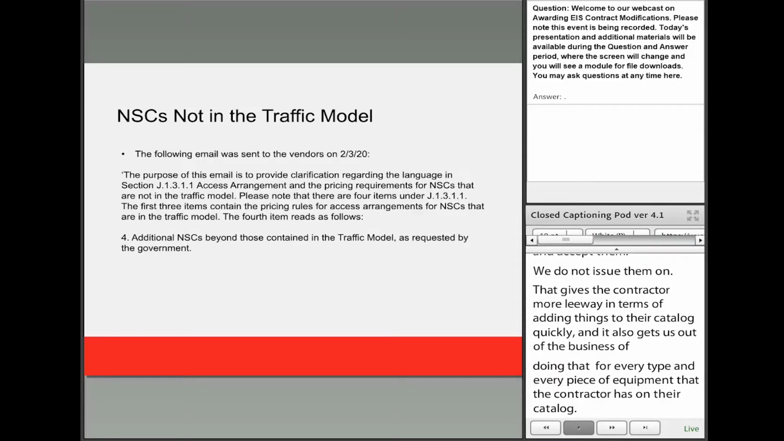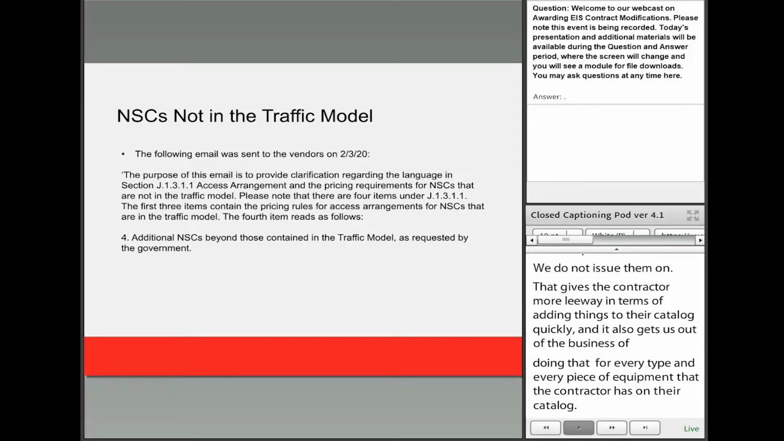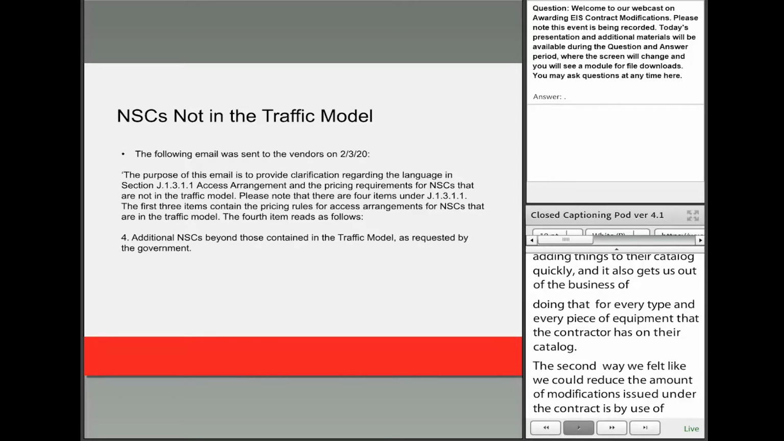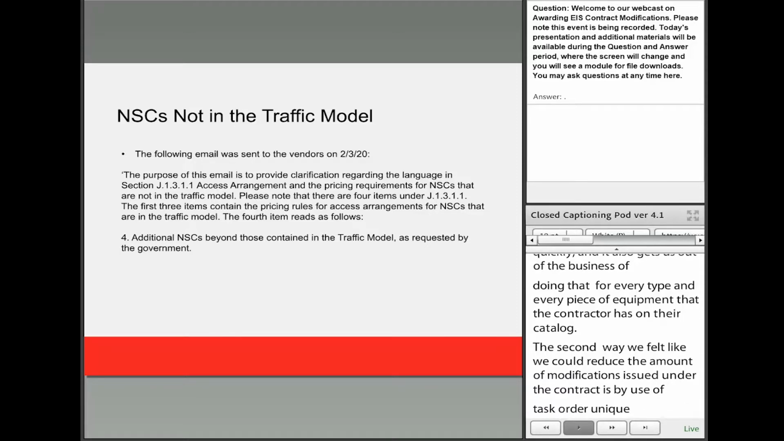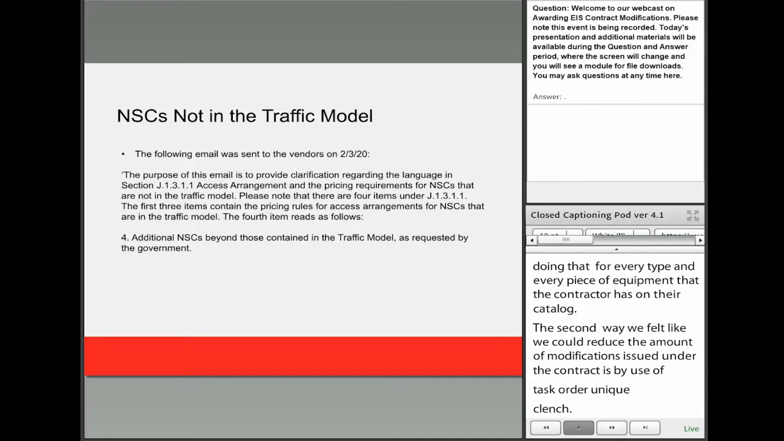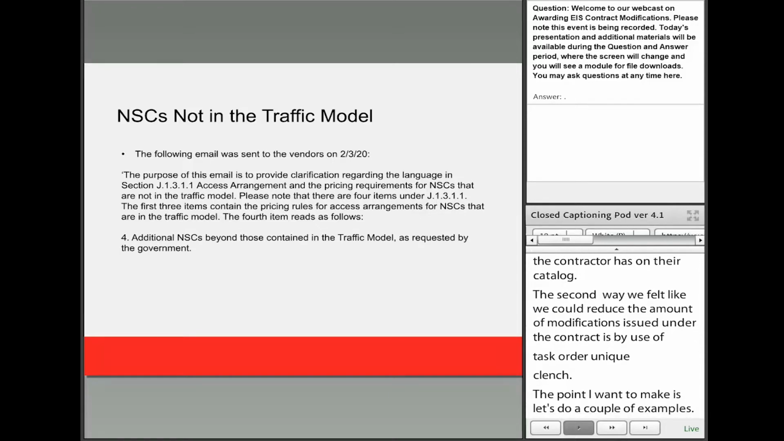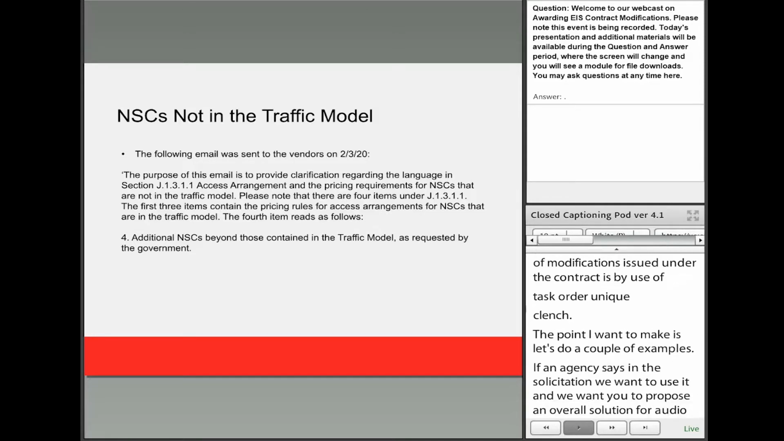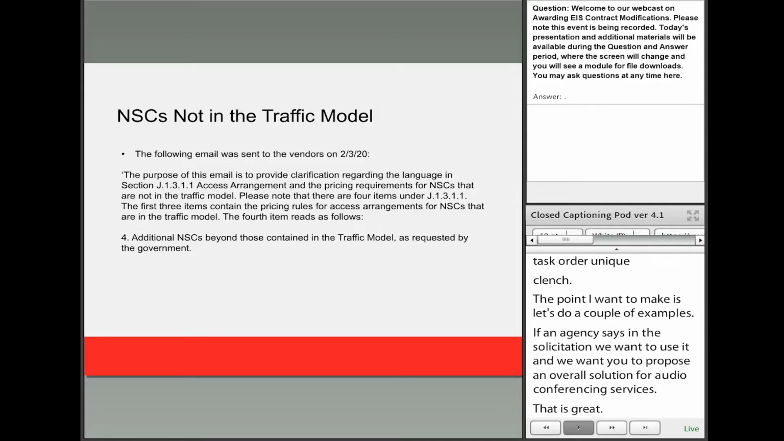So the point I want to make about TUCs is, let's do a couple examples. If an agency says in their solicitation, we want to use a TUC, and we want you to propose an overall solution for audio conferencing services, that is great. We don't need to look at that price or add it to the contract. That only lives at the task order level on your task order.